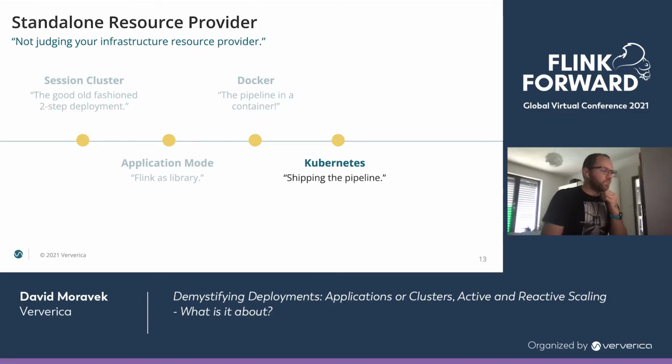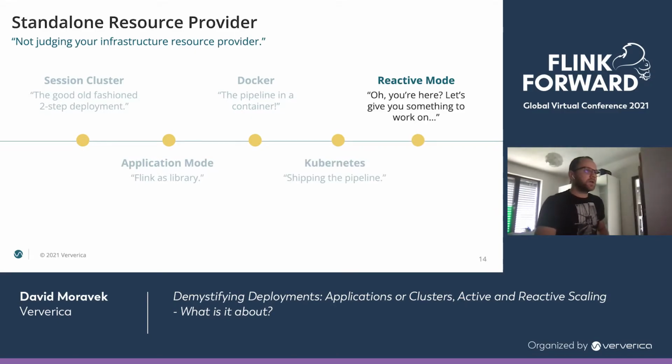So if we look into this in context of Kubernetes, we can now simply take these Docker images that we have just created, and we can create a simple deployment, one for a job manager and second for task managers. It's very simple. It's basically the same as deploying any other application on Kubernetes.